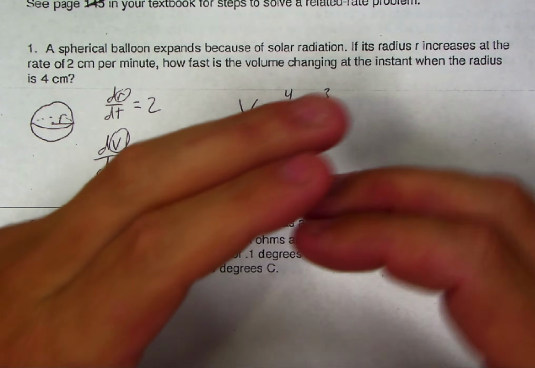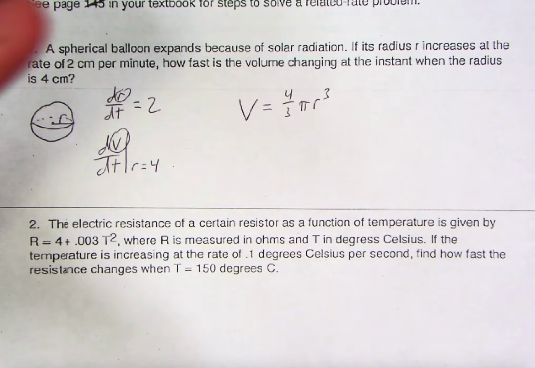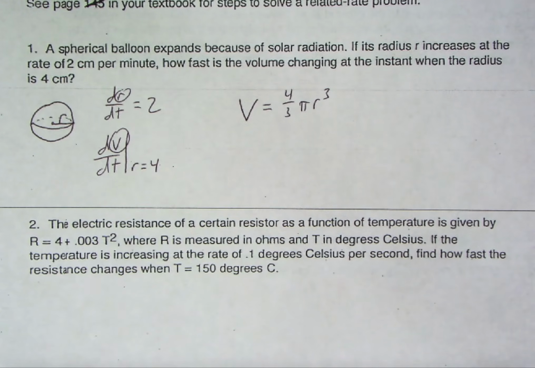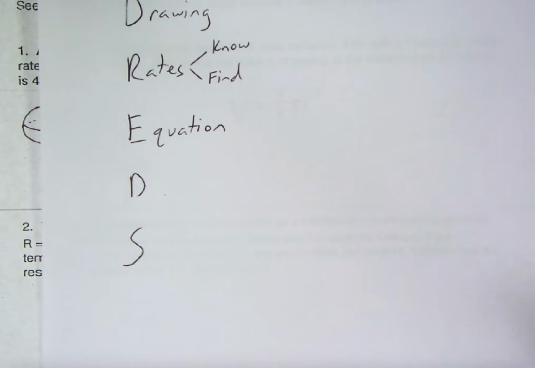Right? You have the sphere, and it's growing. It's getting bigger. The radius is increasing. So it's not always 4. What we need to do now is the next one.